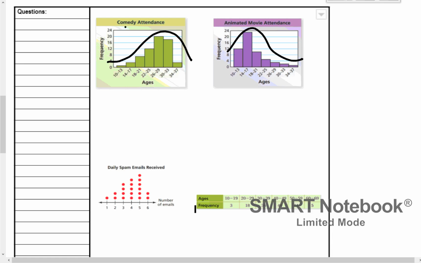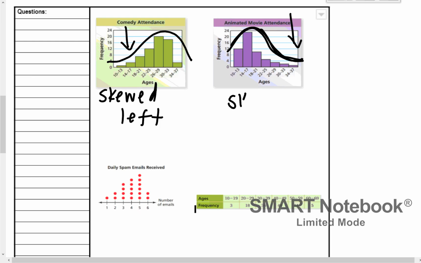In the comedy attendance, the tail is on the left, so this is skewed left. For the animated movie attendance, the tail, the side with less data or less information, is on the right, so this would be skewed right.